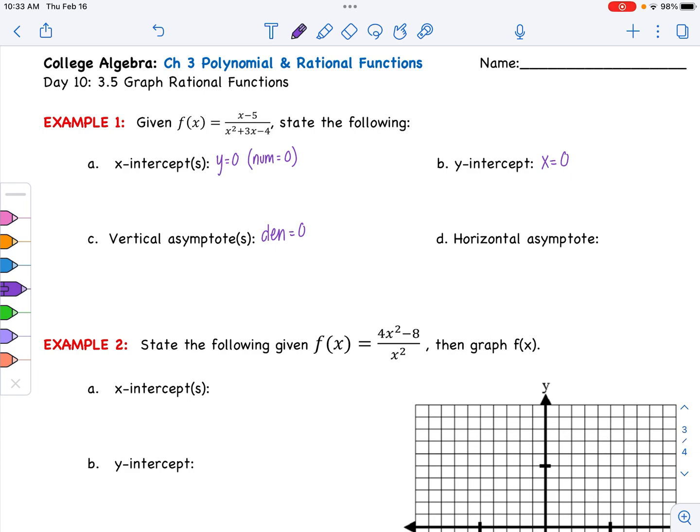Horizontal asymptote is where we compare the degree of the numerator to the degree of the denominator. Okay, and we'll talk about what that looks like in this case, but we're going to compare those together. Okay, starting off with A, x-intercepts. If we have to set the numerator equal to 0, then x minus 5 equals 0, x would be 5. So I'm going to cross at 5, 0.